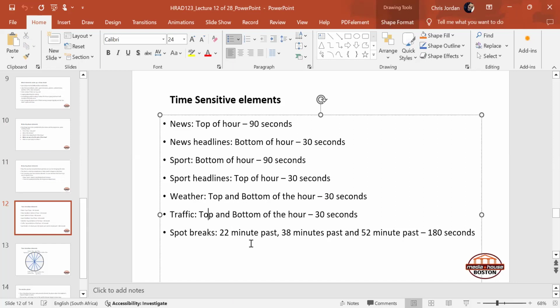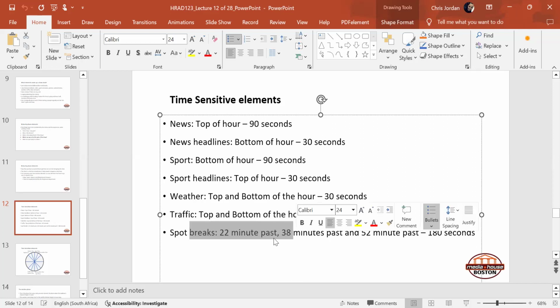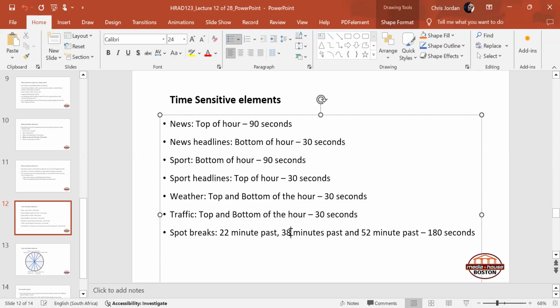Spot breaks can vary. In formatted radio, normally for a normal show, at half past, at 22 to the hour, and then at 5 to the hour. Whereas in unformatted radio, 22 minutes past, 38 minutes past, 52 minutes past, again depending on the weight of that particular spot break. It's not always 180 seconds, right? But anything longer than that is too long.